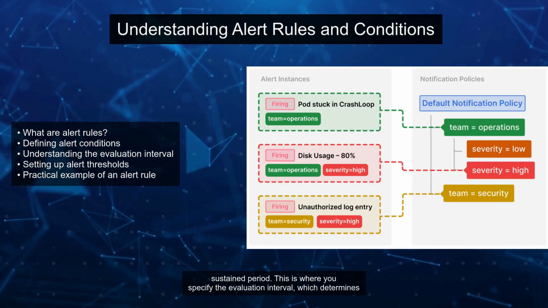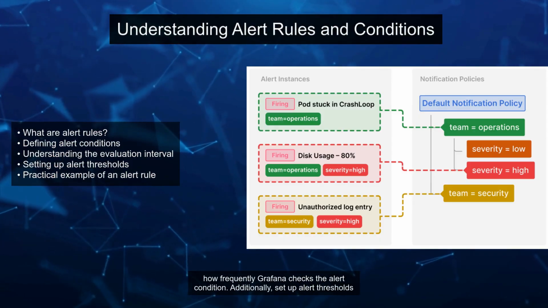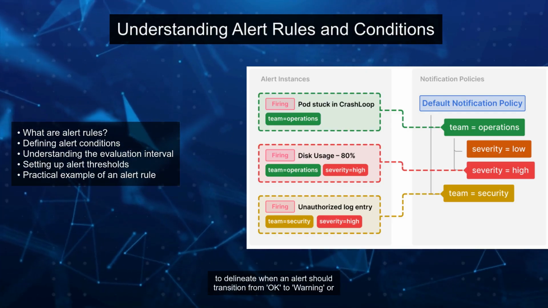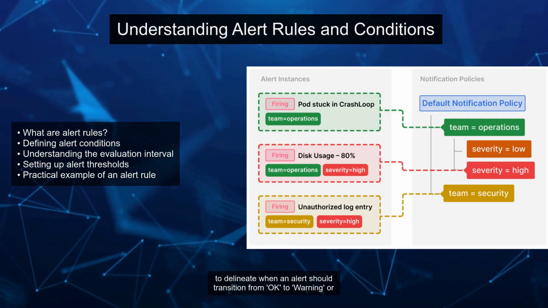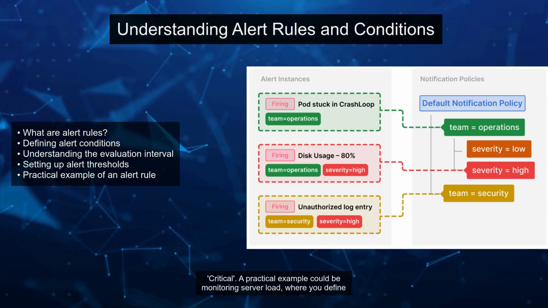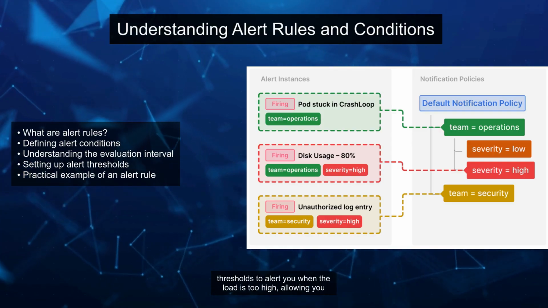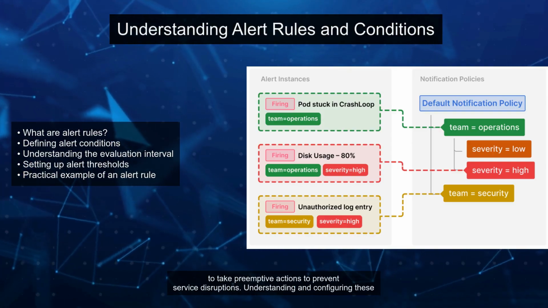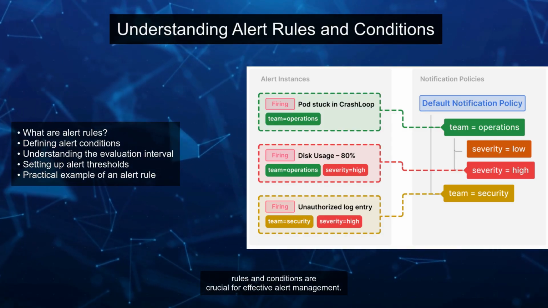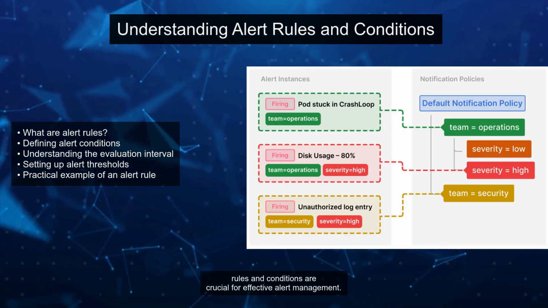This is where you specify the evaluation interval, which determines how frequently Grafana checks the alert condition. Additionally, set up alert thresholds to delineate when an alert should transition from OK to warning or critical. A practical example could be monitoring server load, where you define thresholds to alert you when the load is too high, allowing you to take preemptive actions to prevent service disruptions. Understanding and configuring these rules and conditions are crucial for effective alert management.